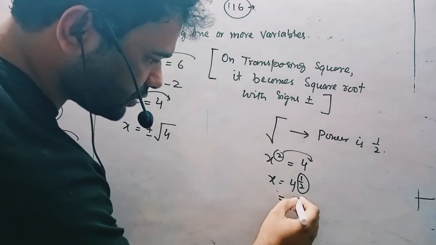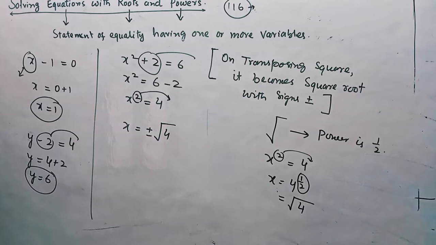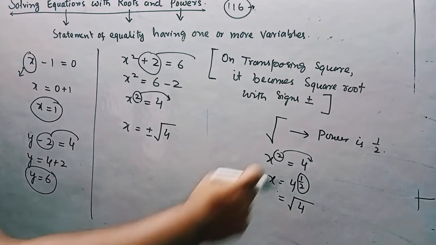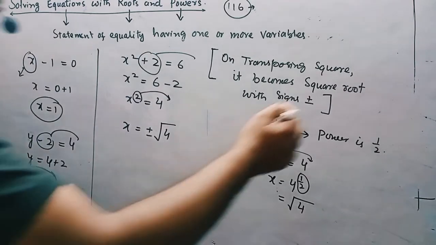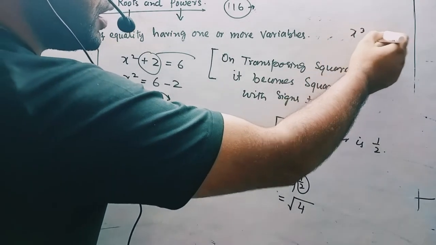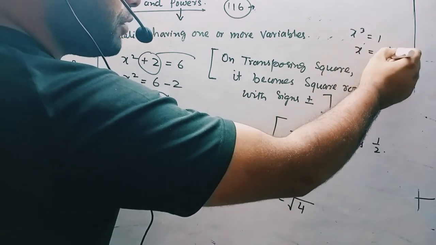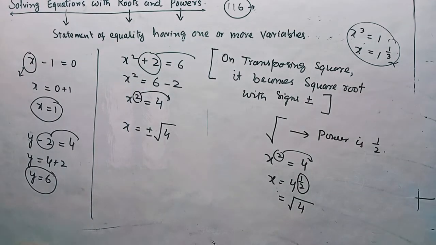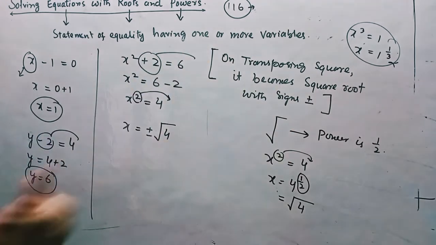This power 1 by 2, what is actually this? This is nothing but square root. So I can write square root of 4. Square root of 4 is 4 to the power 1 by 2. So when we are transposing power 2 to the other side, it will become 1 by 2. If I have x cube, if I transpose it to the other side, it will become power 1 by 3. Here you should understand, or generally you can remember this: on transposing square it becomes square root with plus minus.